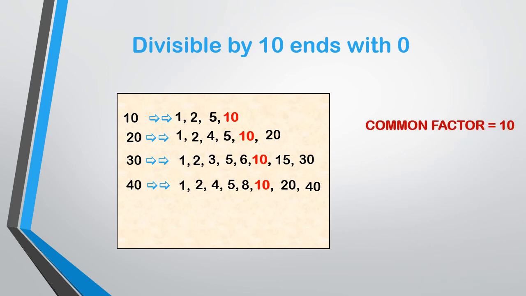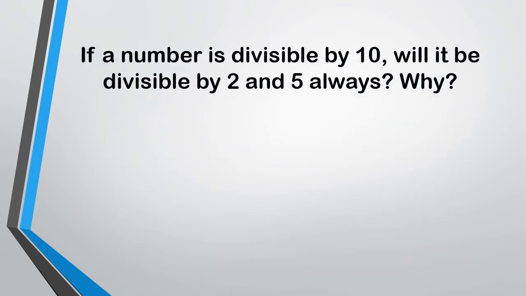Here the common factor is 10. Here even 2 is also a common factor. Okay, but now we are learning about divisibility of 10. So I have written the common factor as 10. Okay, if a number is divisible by 10, will it be divisible by 2 and 5 always? If a number is divisible by 10, that means the same number is divisible by 2 and 5 always. Why? This is a question.